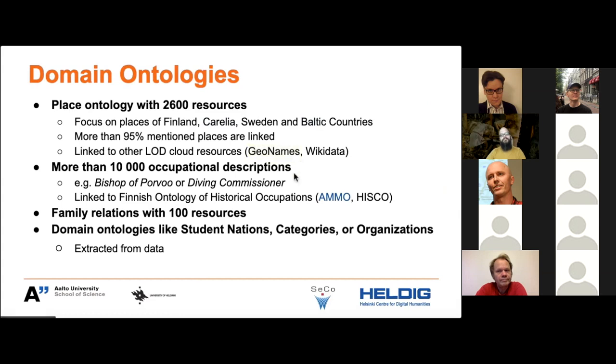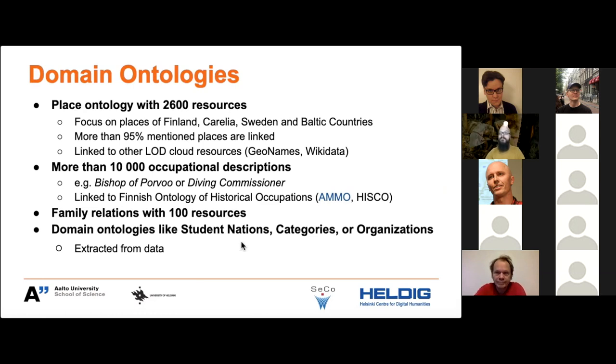The ontology of occupations contains more than 10,000 descriptions. One such description often contains a place name connected with an occupation, for example Bishop of Porvoo, or Bishop of Turku. The occupations are linked to AMO, Finnish Ontology of Historical Occupations, which is a Finnish extension of HISCO, Historical International Standard Classification of Occupations. The ontology of family relations contains not only the close relatives, like parents, children, and spouses, but also more distant relations, like in-law relatives or relations reaching over several generations.